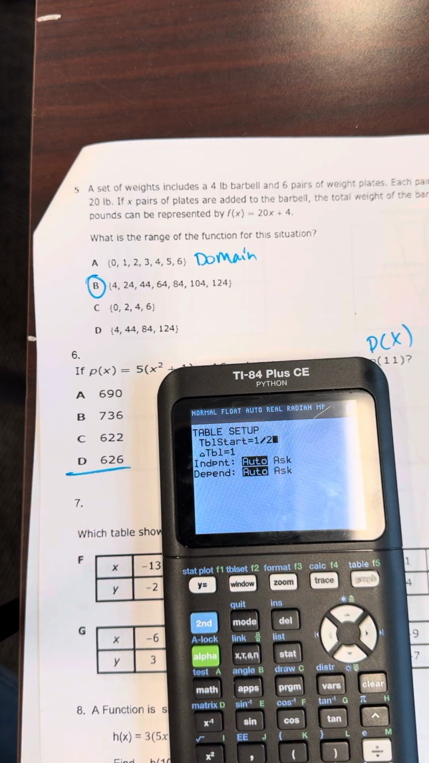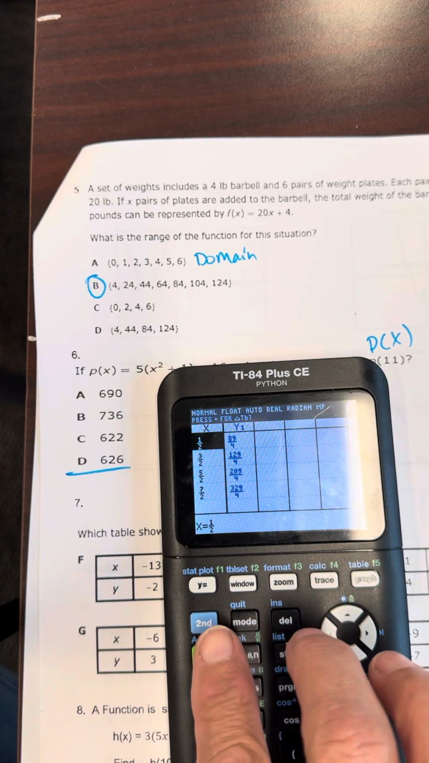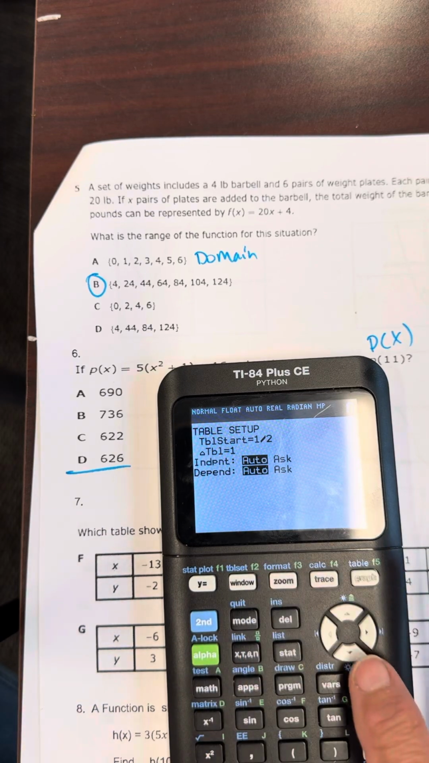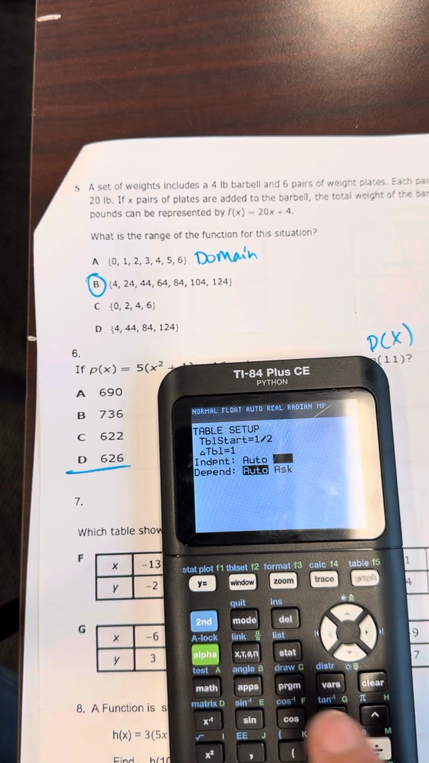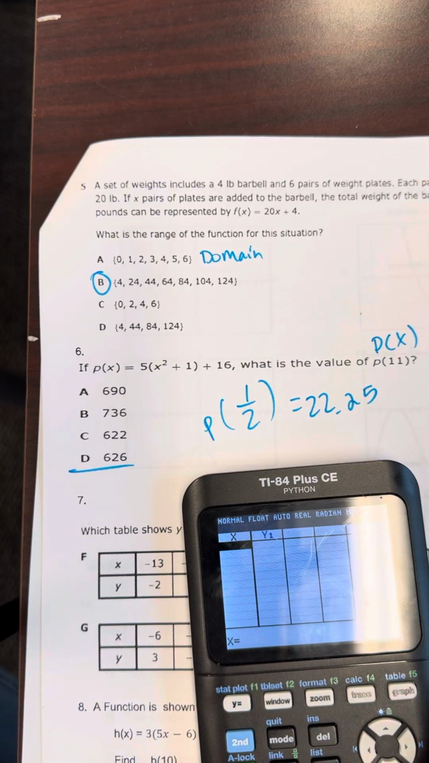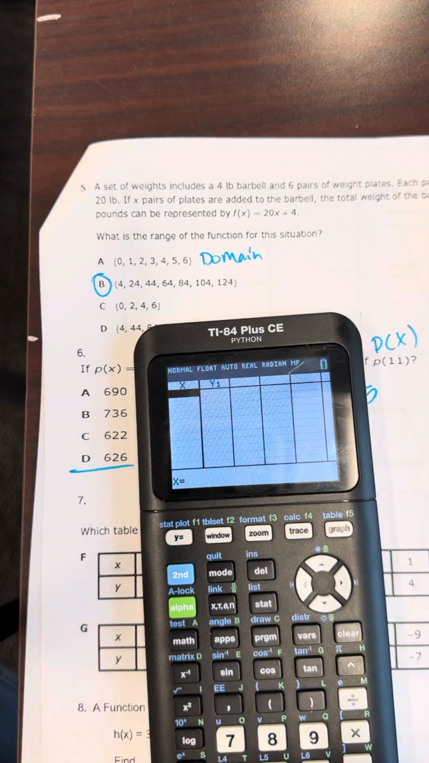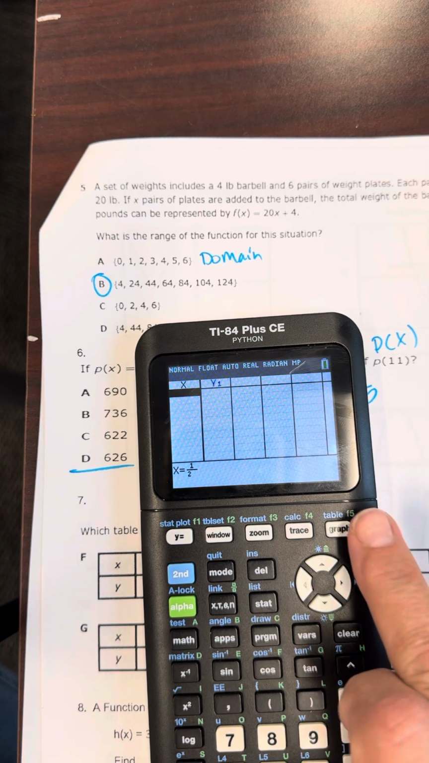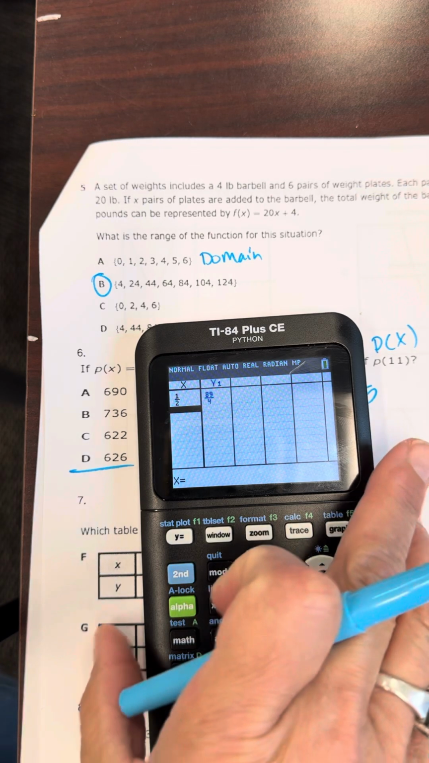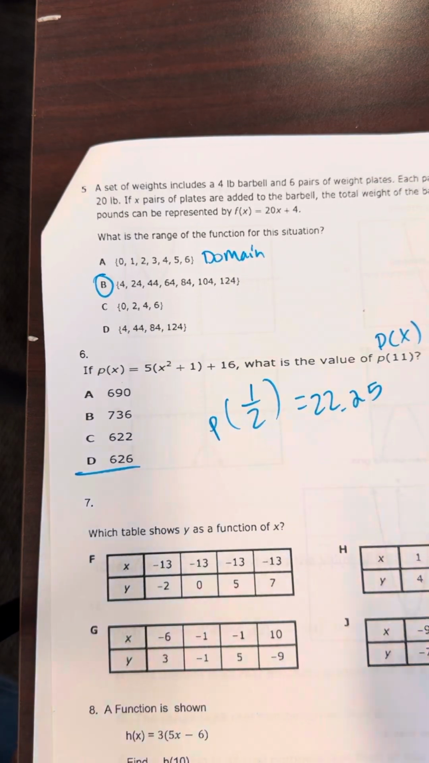You can also change it to ask. So this is going to give everything as a fraction, and then go back to table set and change this to ask, and then it's blank, so you can put any x value. So again, alpha x, 1/2, and press enter, and then it's going to give you the 89/4 as an improper fraction.